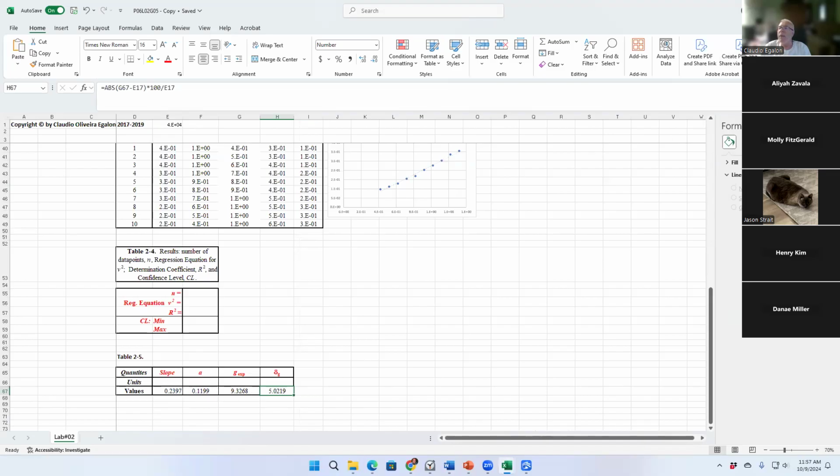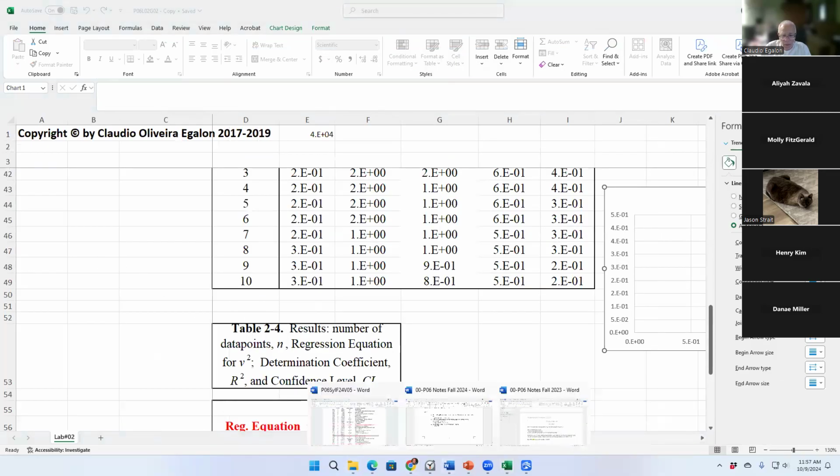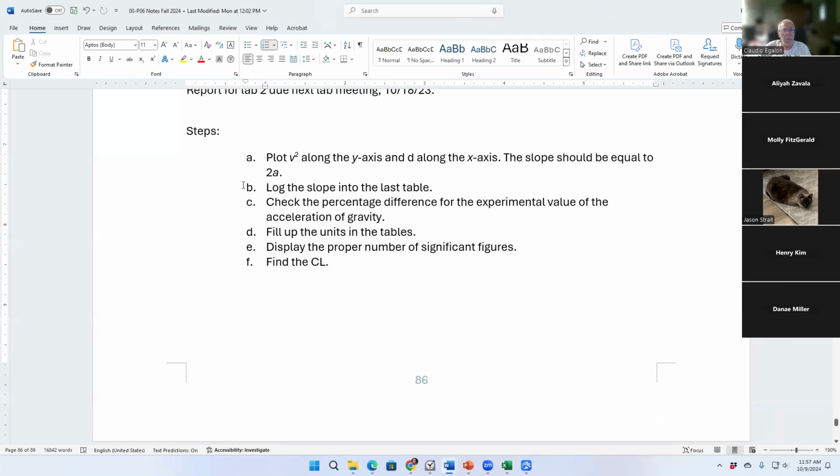Okay, good. Welcome. We're running out of time. Three more minutes. There are other things that you should do, but the most important are the V square, log the slope in the last table, check the percentage difference, and then finish the rest of this lab at home, working as a group. Fill up the units in the table, display the proper number of significant figures, find the CL, fill up all tables, okay?